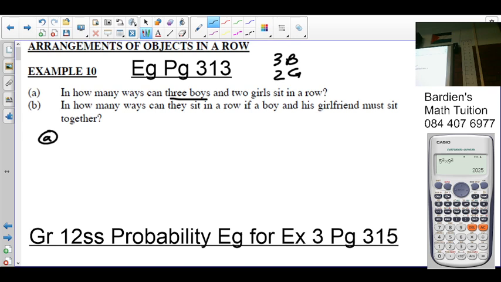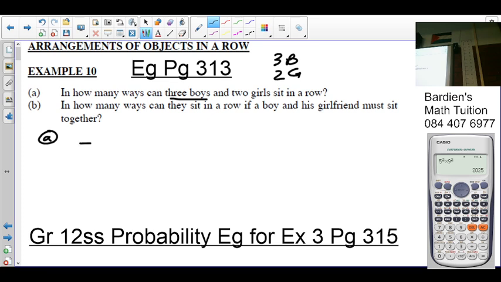Okay, so in A, there's no condition given. So the girls can be first, the boys can be first, or a girl, a boy, 2 girls, and then 2 boys, or 2 boys, 2 girls, a boy. The combinations are not endless and can be calculated, but there's quite a bit of combinations. So what I do is I draw the seats again.